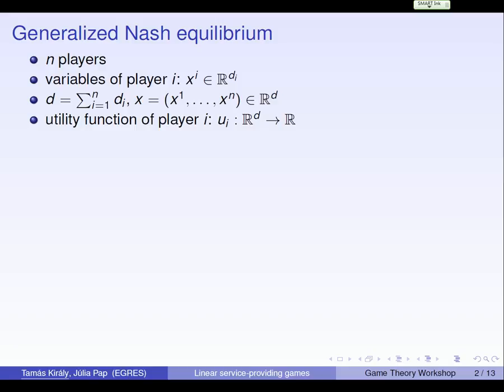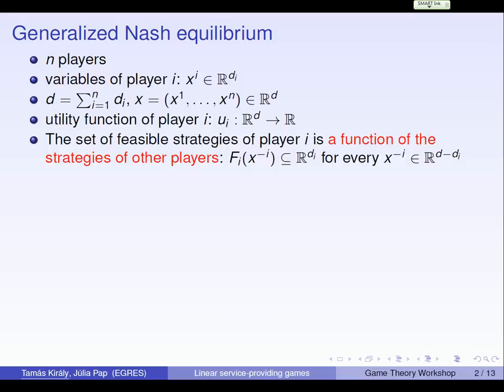I didn't know about this, and it's known by many different names like abstract economy and pseudo game, and there are other names. So we have n players. Each player has a set of variables, and there is a utility function for each player. So this is like a usual game. The difference is that the set of feasible strategies of a player is a function of the strategies of the other players. So there is a feasible set which is a function of the strategies of the other players. I will show an example where this makes sense.